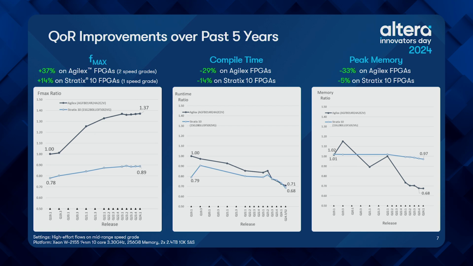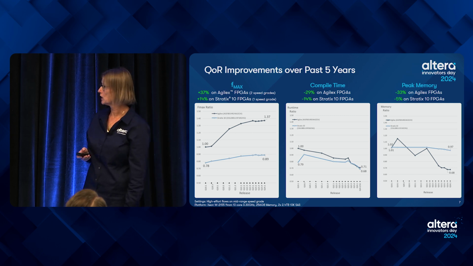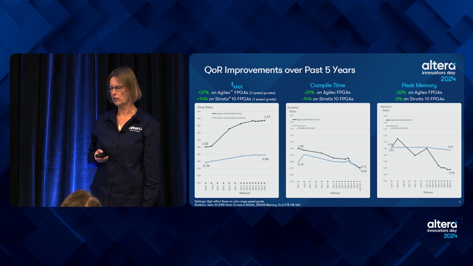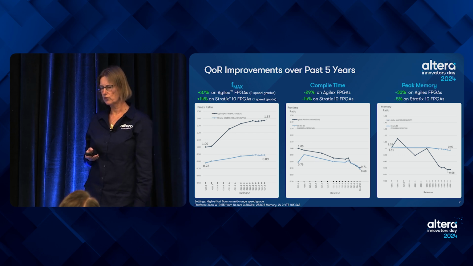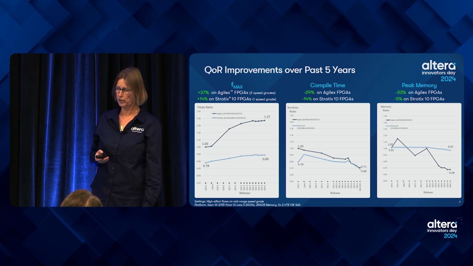The black line is the Agilex family, and the blue line is the StratExtend family. And you can see that we achieved a 37% Fmax improvement on Agilex devices, and that's worth about 2 speed grades. So that's a super significant improvement. And then for StratExtend, we also improved it by 14% over the past 5 years, which is about 1 speed grade worth. So these improvements, there's some innovative algorithms that went into getting this, because that's actually a pretty big improvement. And Mahesh in the next talk will go into some more detail about what kind of algorithms we used here.